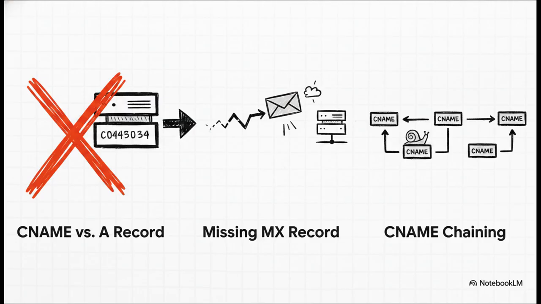Second, a missing MX record. If your email suddenly stops working, this is the very first place you should look. And third, CNAME chaining. That's when you point one CNAME to another CNAME. It can technically work, but it adds extra lookups and really slows things down for your visitors.